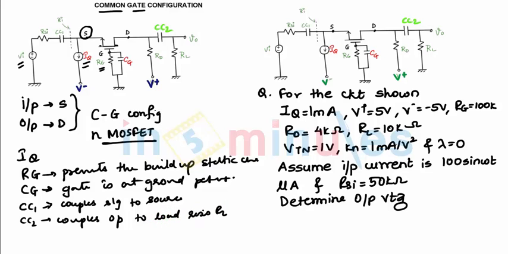We have a dual supply over here, V plus and V minus. Then we have already discussed CC1 and CC2. RD is the drain resistance, RL is your load resistance, RSI is the input source resistance. See, there is a difference between RS and RSI. RS is the source resistance and RSI is the main input source resistance.